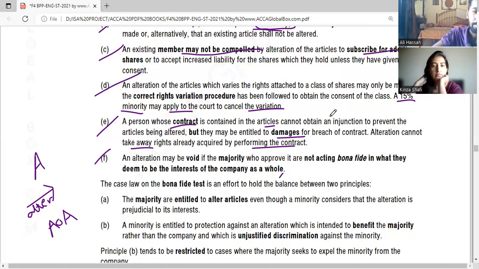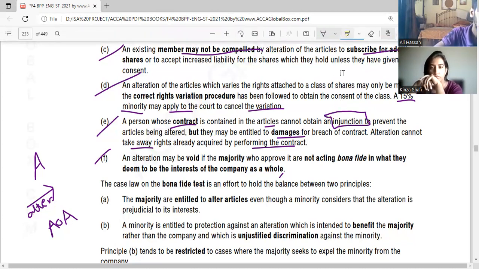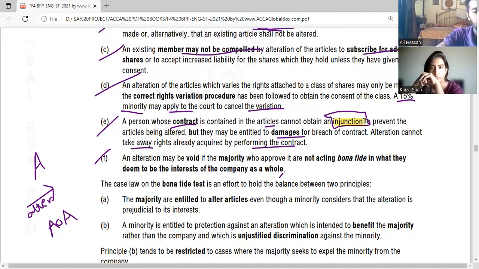Tell me one thing, what do you understand by this word injunction? We have studied this already. Injunction means to put in, like inject something. Injunction to put in, to take out. Okay, it is a way where court interferes and says, stop, you can't do this. Injunction means the court is interfering.